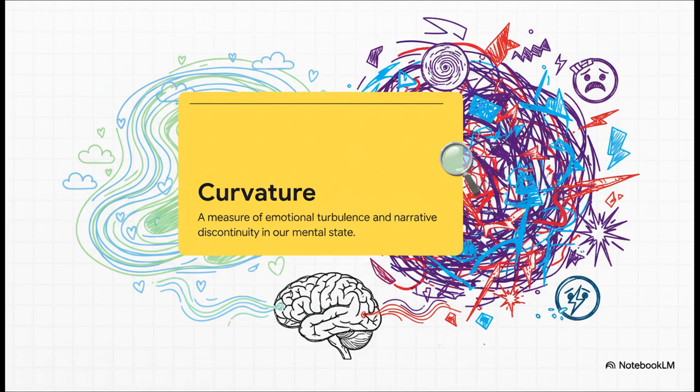So what exactly is curvature? Well, you can think of it as a measurement of emotional turbulence. If your day is pretty calm and your thoughts are just flowing smoothly from one thing to the next, that's low curvature. But a dream, with all its wild plot twists and massive emotional swings, has incredibly high curvature. It's literally a measure of the jaggedness of your mental state.